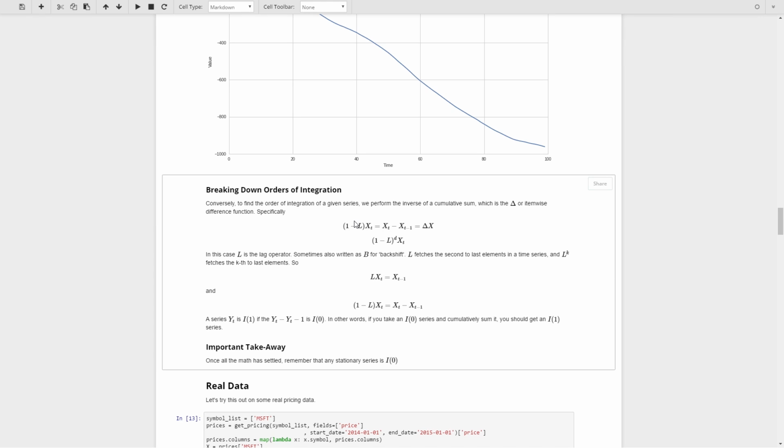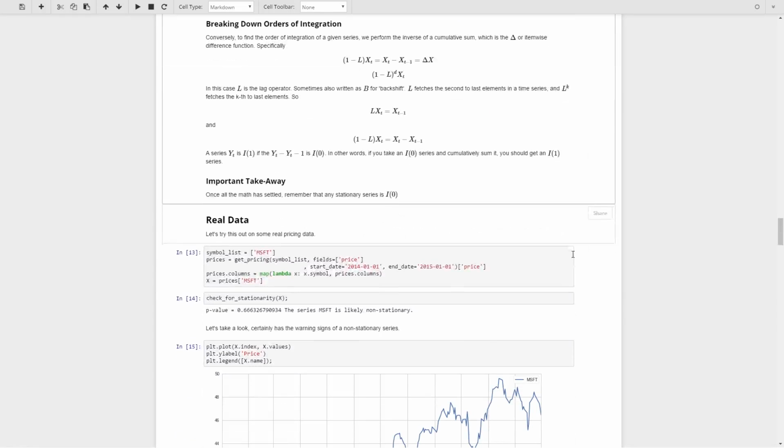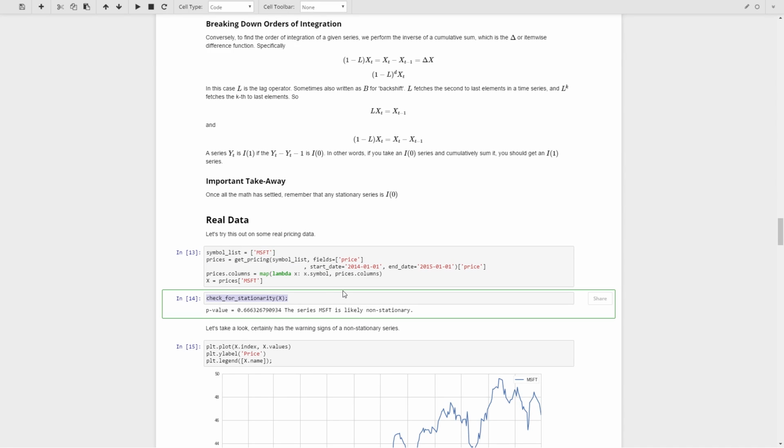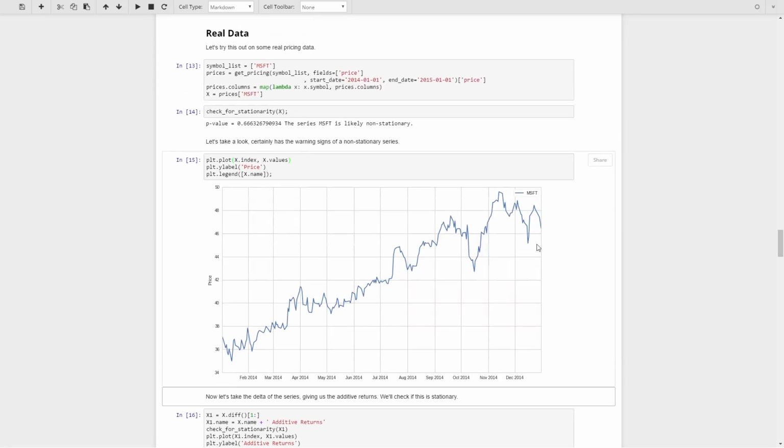So let's try this out on some real-life data. Let's pull some Microsoft stock from 2014 to 2015 using our built-in Quantopian functions. So we'll run that here, and let's check it for stationarity. If you've ever seen a price process before, we know that it's not going to be stationary just by looking at it. And we can plot that right here, and we see, obviously, this is a non-stationary time series. But let's take the first order differences. This looks a little bit like an integrated of order 1 time series.